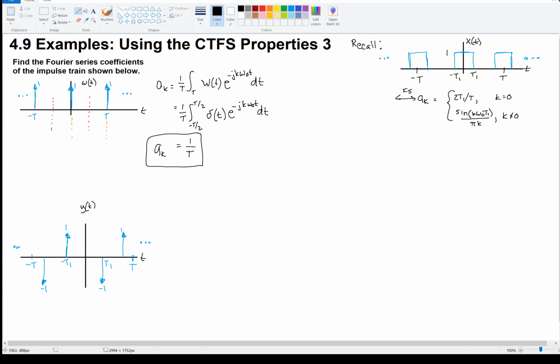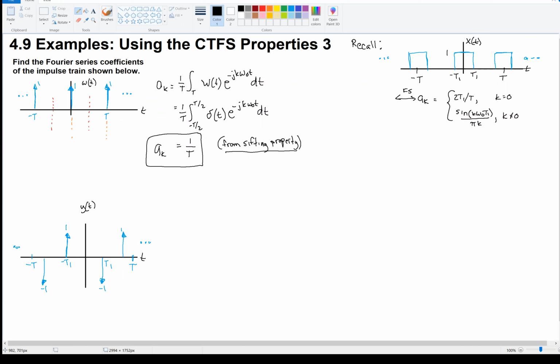Now, if you don't remember the sifting property, go back and check out the sifting property. This is why I make the videos so short, so that you can find the exact subject you're looking for. So in this case, you'd want to check out the continuous time impulse. One of its important properties is the sifting property. Anyway, so we have the Fourier series coefficients now of this impulse train. They're very interesting to us. They're just constant: 1 over T, 1 over T, 1 over T. That is the Fourier series coefficient.